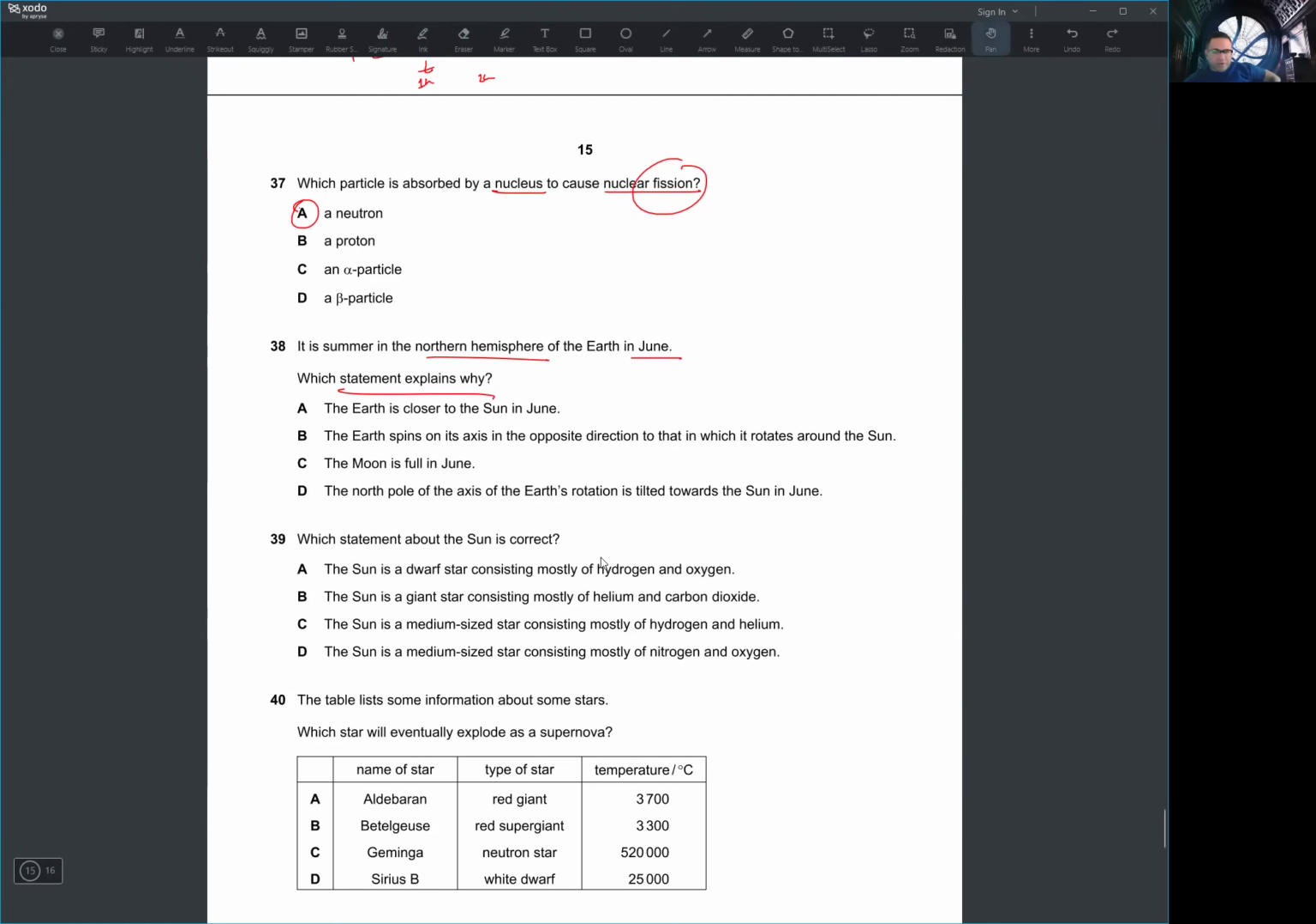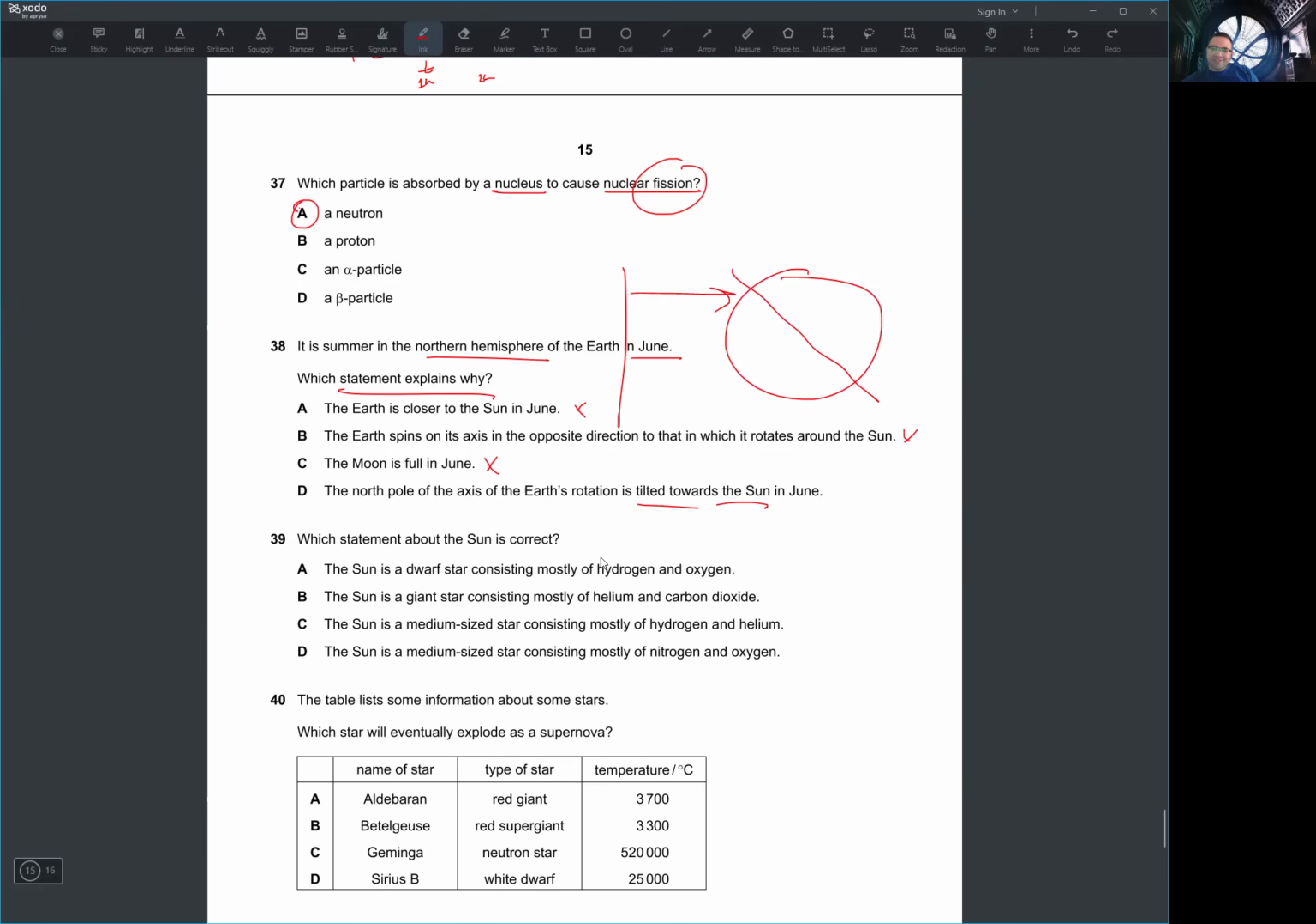What do you think? Earth is closer to the sun? What? No. Everything would be super hot in that case. The earth spins on its axis in the opposite direction? How does spinning in the opposite direction even affect any of this stuff? No. The moon is full in June. No, that's not why the summer is hot. The north pole of the axis is tilted towards the sun. Yes. And the south pole is tilted away from the sun.